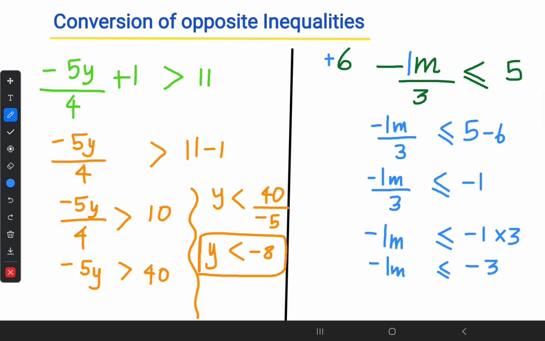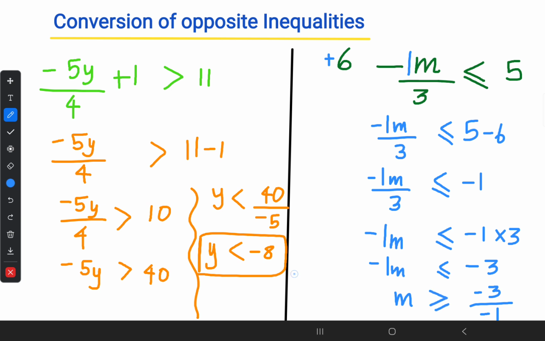And finally, we have a change. Negative 1 as a multiplicand. Definitely, it will change the direction. Negative 3 should be divided by this multiplicand negative 1. That will become a dividend negative 1. The inequality will change to its opposite direction.